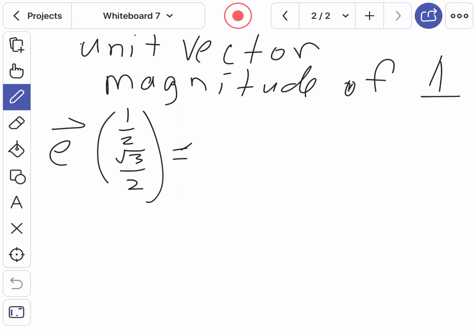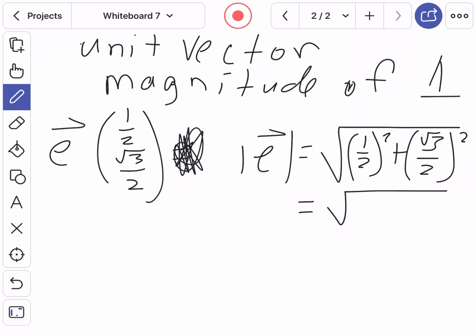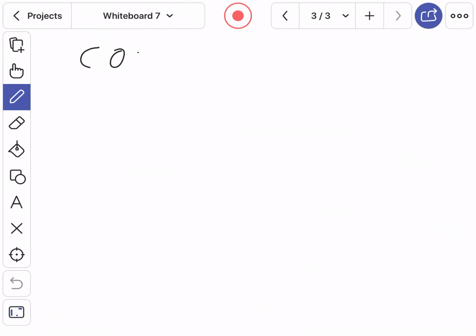So the magnitude of this E is going to be the square root of 1/2 squared plus root 3 over 2 squared, which is going to be 1/4 plus 3/4, and I think you can see the result is it's 4/4, which is 1. So that has a magnitude of 1 already. So I would say that E here is definitely a unit vector. But how do we construct a unit vector?